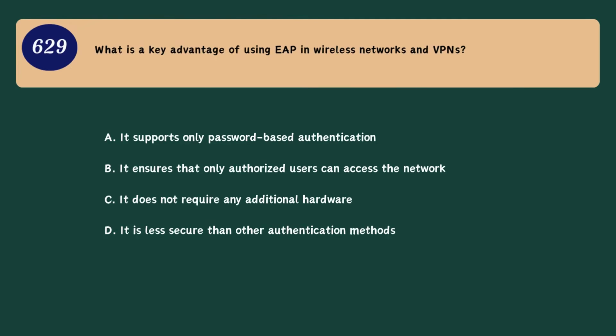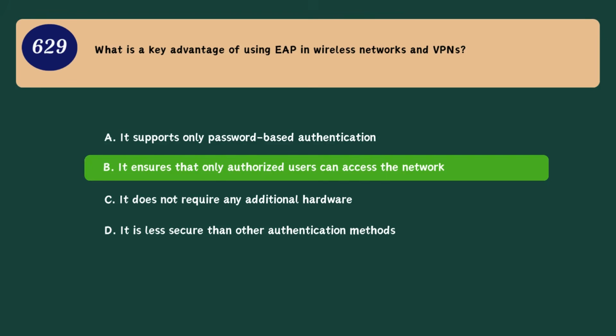Question 629. What is a key advantage of using EAP in wireless networks and VPNs? A. It supports only password-based authentication. B. It ensures that only authorized users can access the network. C. It does not require any additional hardware. D. It is less secure than other authentication methods.